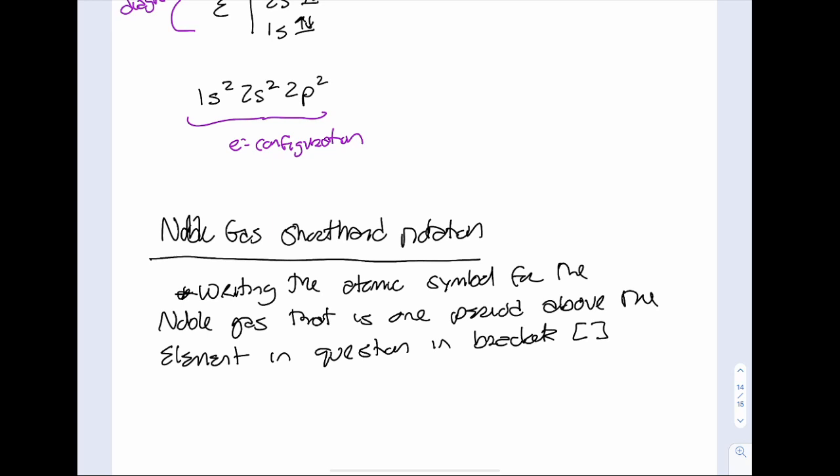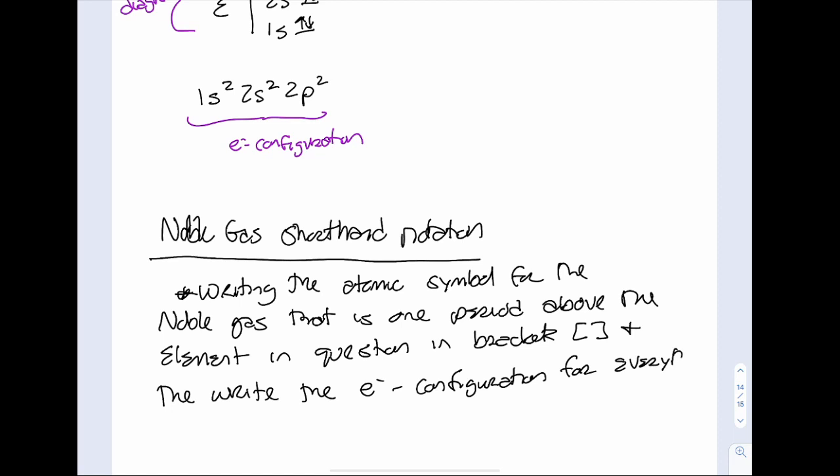So brackets. And then write the electron configuration for everything after it. And by everything, I don't mean everything. I mean up until the element that you're trying to write the configuration for. So everything that you need to after it, if that makes any sense. Hopefully it does.